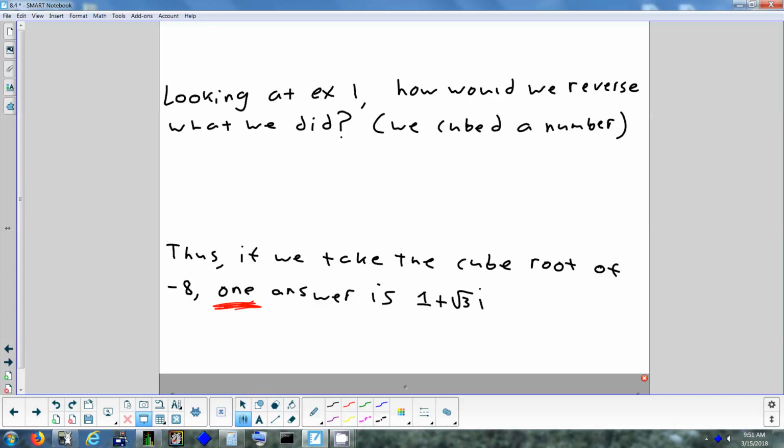So tomorrow we'll finish up with finding roots. And that's the last thing in 8.4. And then we'll take a look at 8.5.